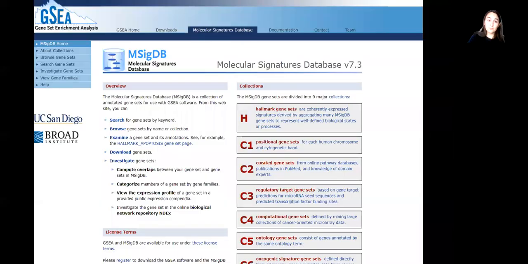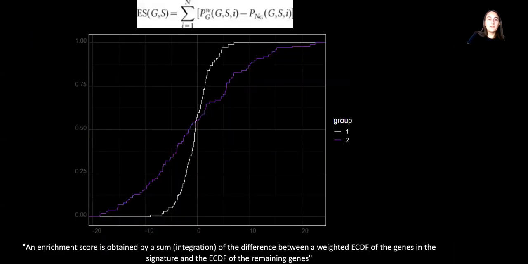And the signatures can be genes in a pathway or genes with common ontology terms or genes targeted by the same transcription factor. Really, any of the many gene signatures that can be downloaded from the molecular signatures database. And for the single sample version of GSEA, what the score represents is how consistently the signature genes rank highly or lowly in a given sample.